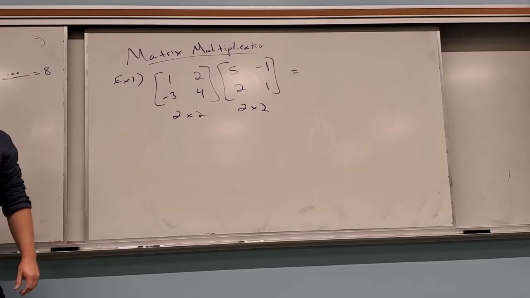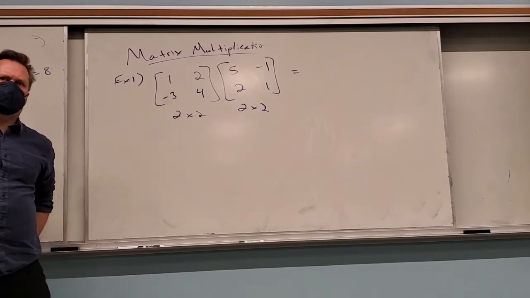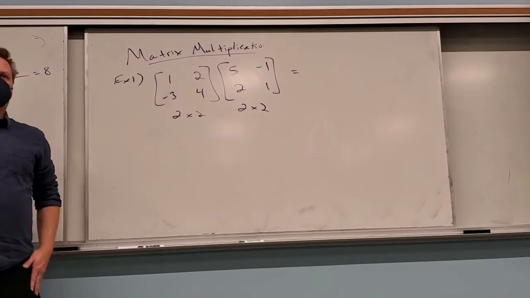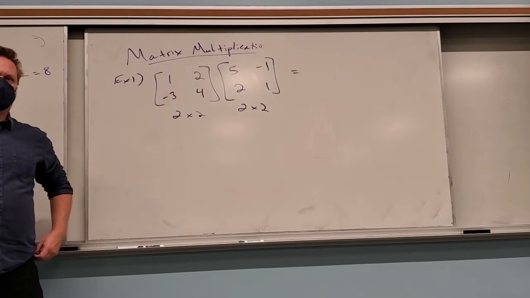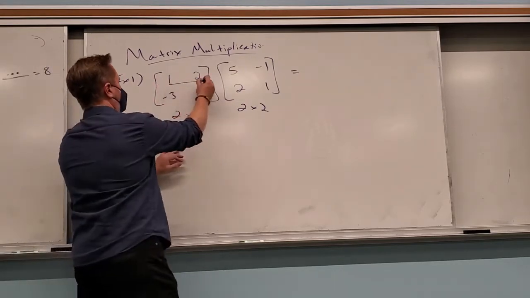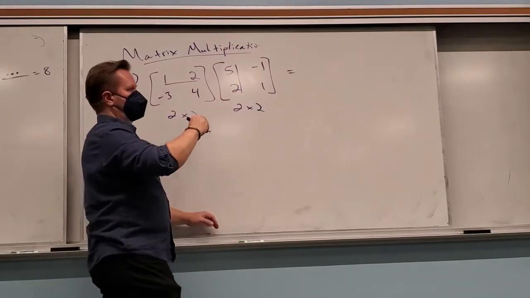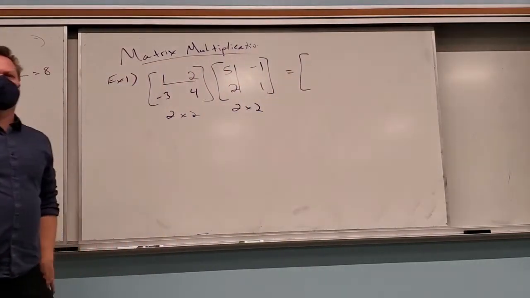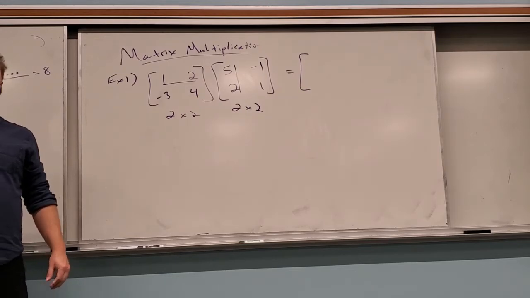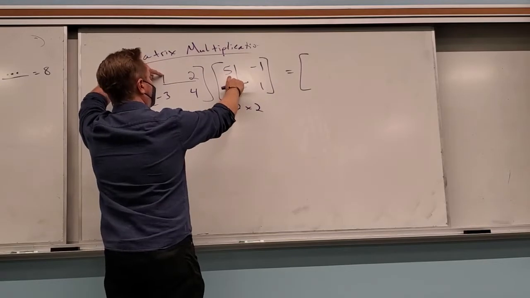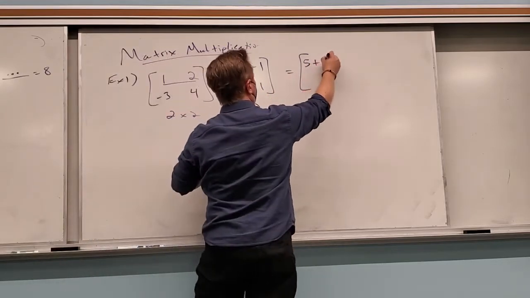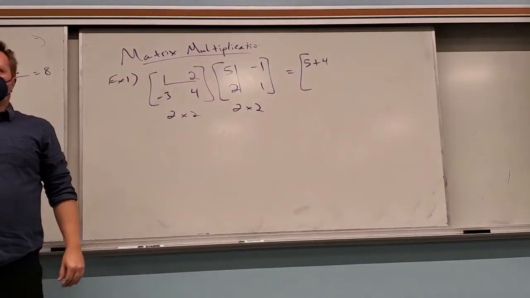Here's how matrix multiplication works. What's the first row of the first matrix? 1, 2. Is everybody cool with that? What's the first column of the second matrix? 5, 2. Everybody see that? First row, first column. It's sort of like distribution, but not really. What is 1 times 5? 5. What is 2 times 2? So 5 plus 4. Right?